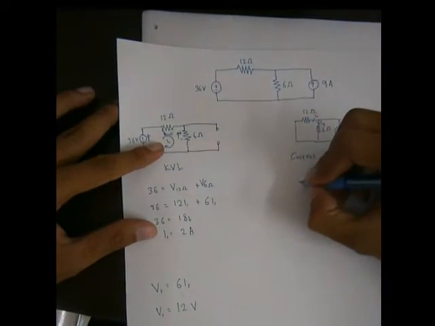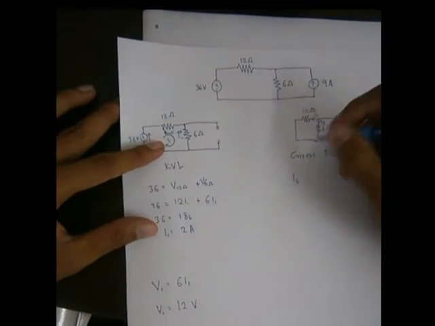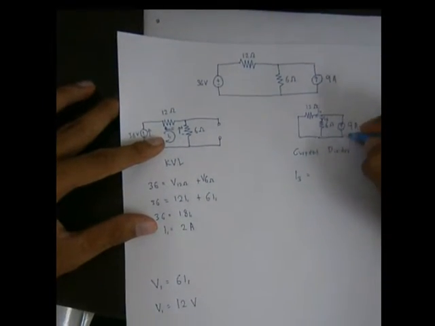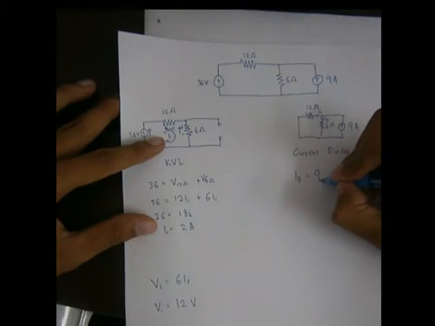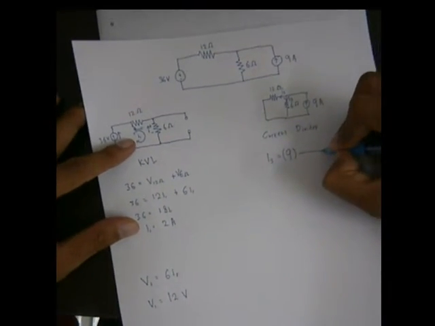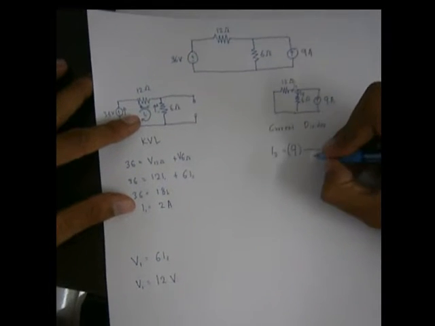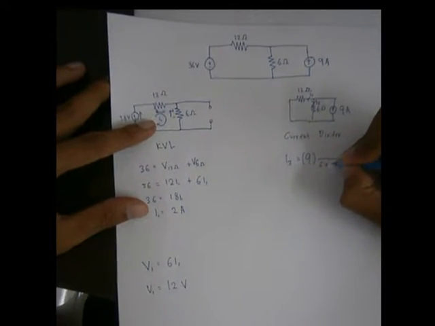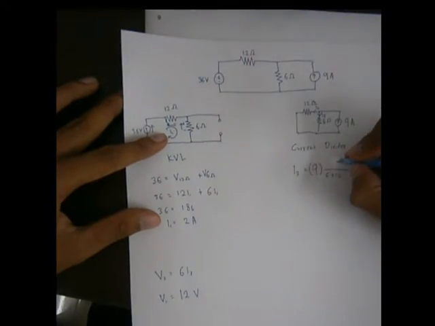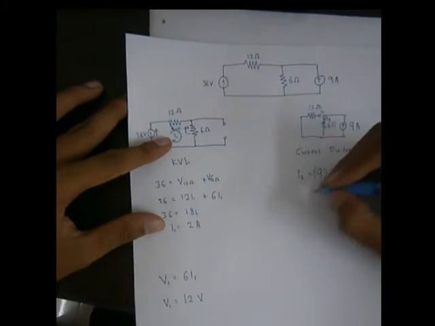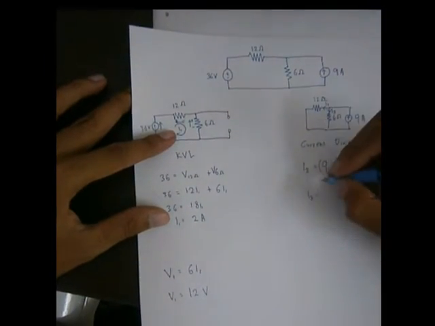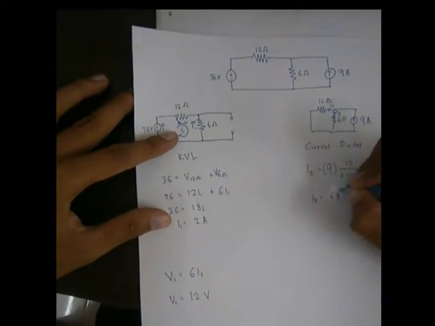Using the equation, we will get I3 is equal to 9, and bracket the 12 plus 6, and here is 12, which is 12 over 6 plus 12, and we will get I3 is equal to 6 amp.